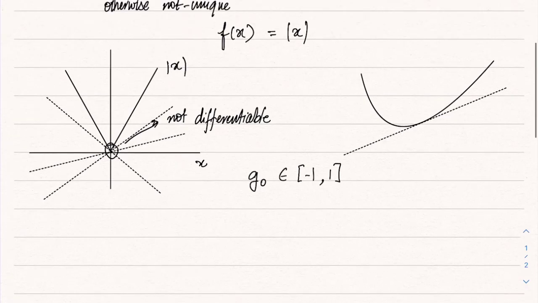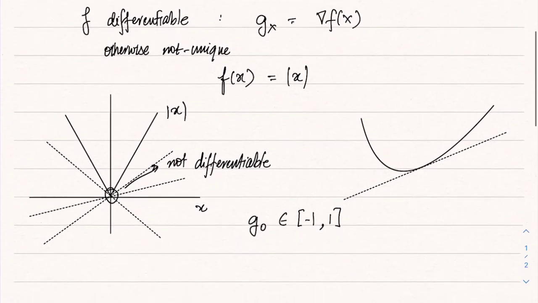So in other words, let me just write down the first order condition for this case at 0. We have that the absolute value of y is greater than or equal to f of x, which is the absolute value of x at x equal to 0. So that is 0. And then we add the inner product of g_x, which is any point g_0, times y, because x is 0. So this first order condition is saying that the absolute value of y is greater than or equal to g_0 times y.